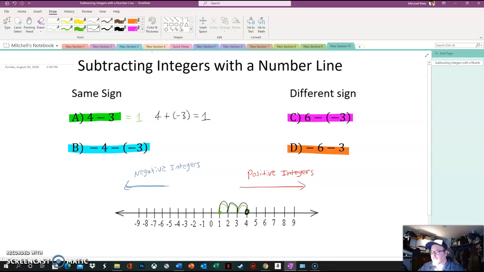Now let's move on to B. We're going to do blue instead. In this one, we're doing same sign integers, but in this case we have 2 negative numbers. I have negative 4 minus a negative 3. My starting point is negative 4, so I'm going to put a little dot there. And now I'm going to move by a negative 3.